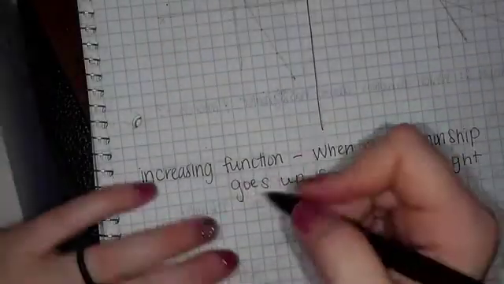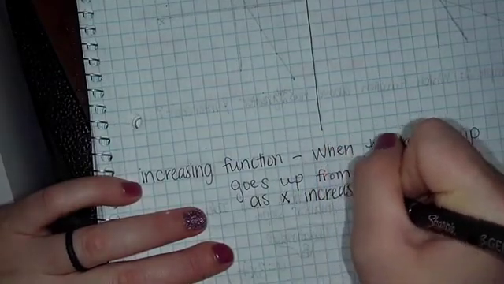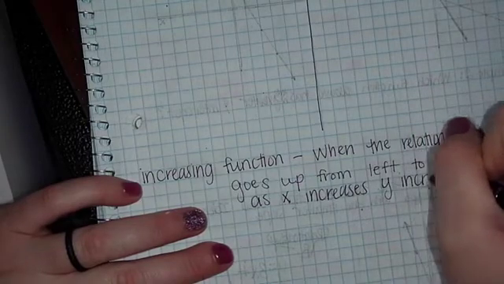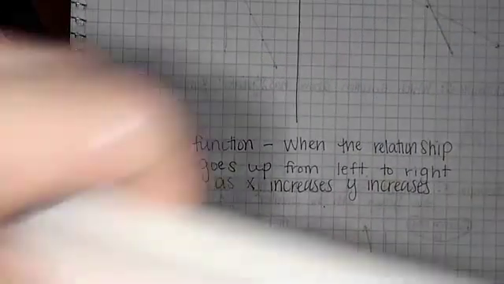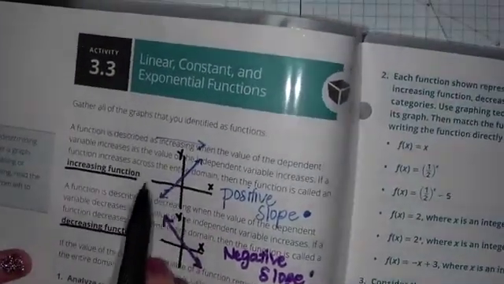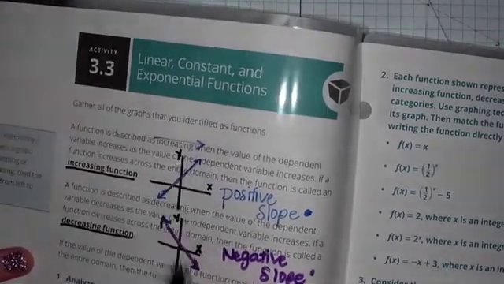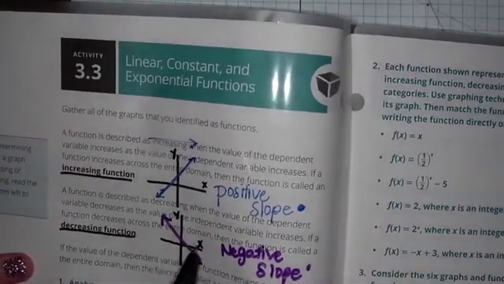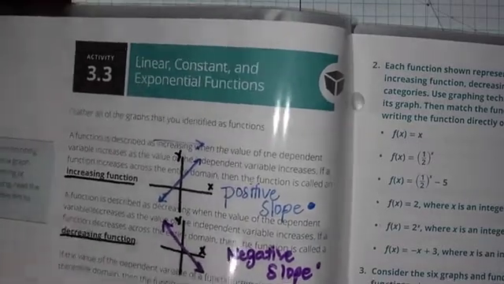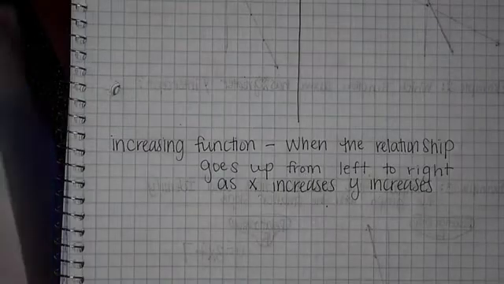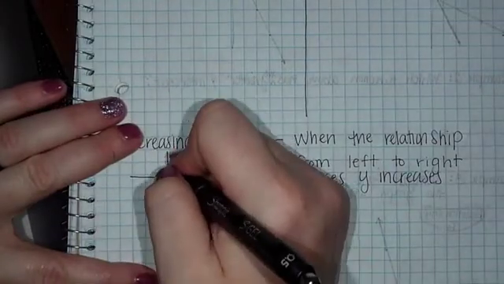As x increases, y increases. And you can see that. As I move from left to right, which is what we said, that's x increasing, the y value is increasing. This one, as I move from left to right, as the x increases, these y values are going down. So that's another definition for increasing. And then I would draw a picture somewhere, just like we did.